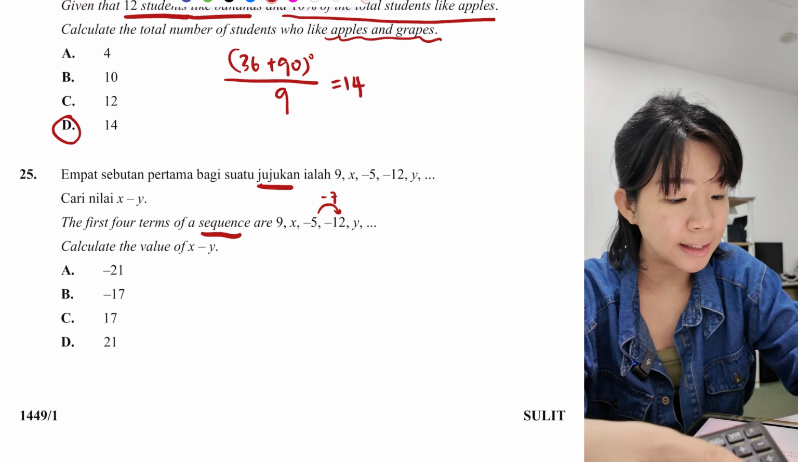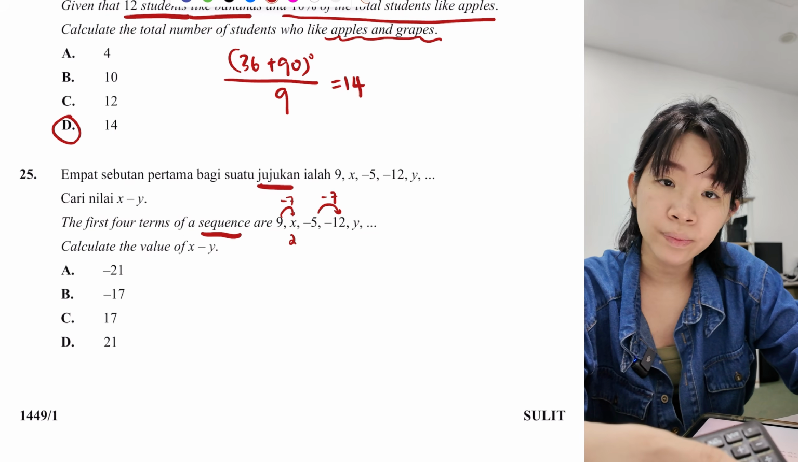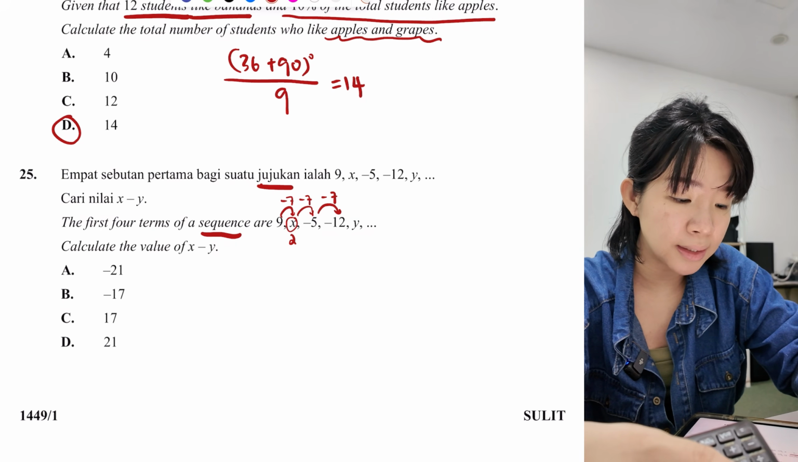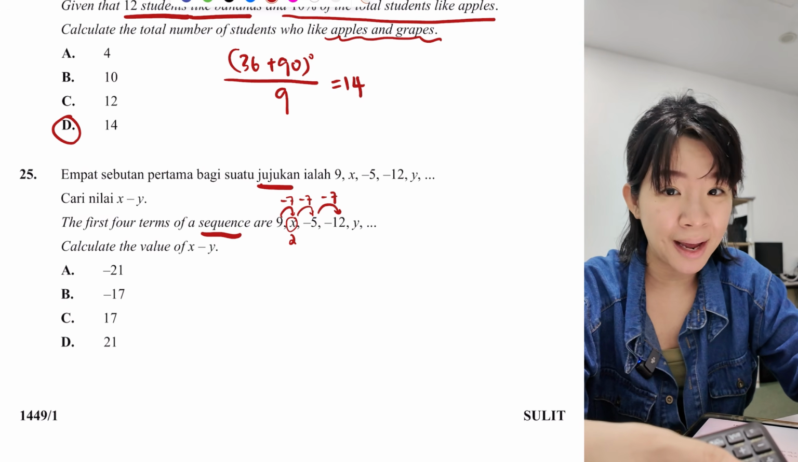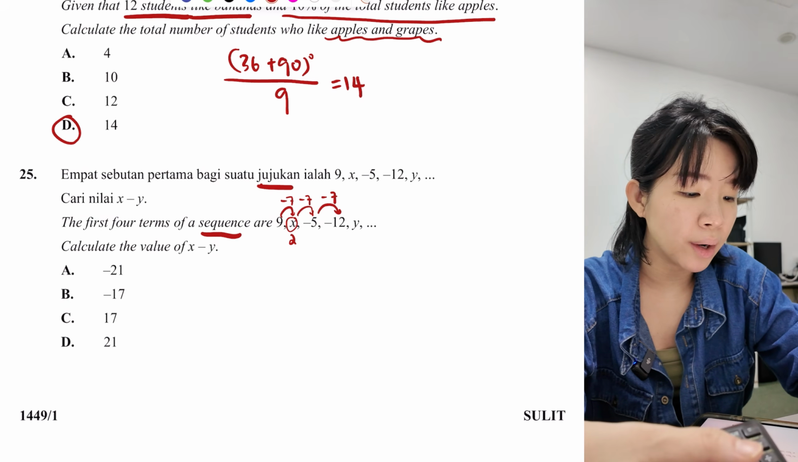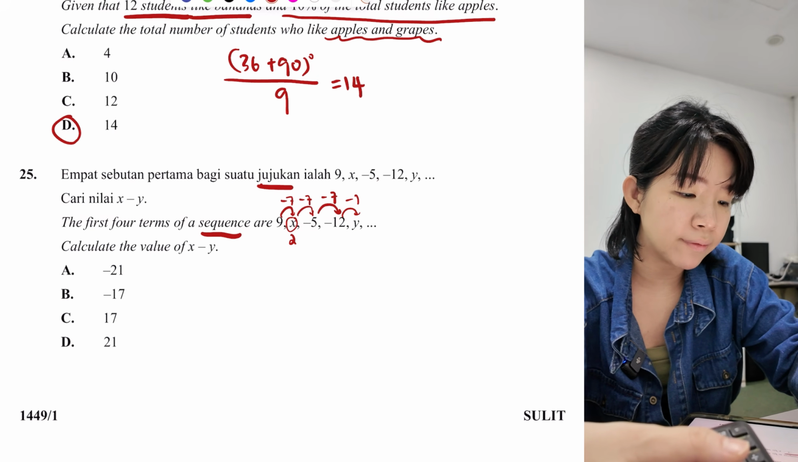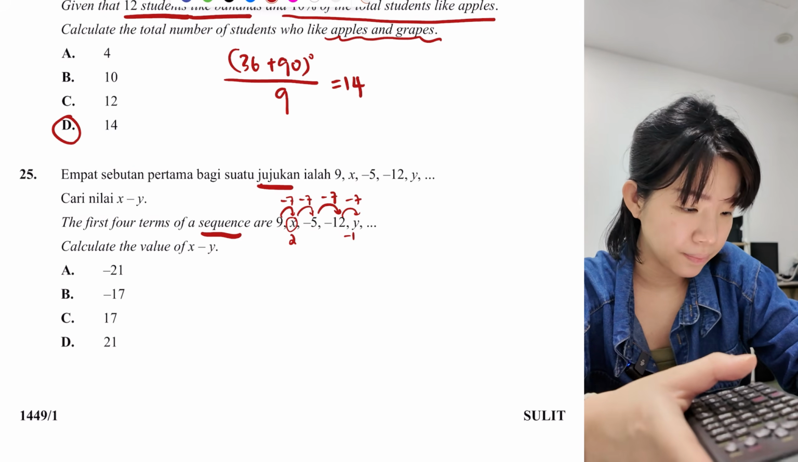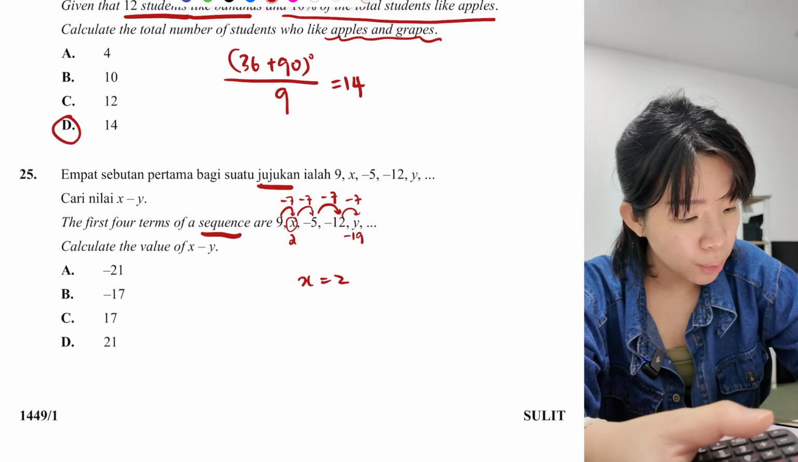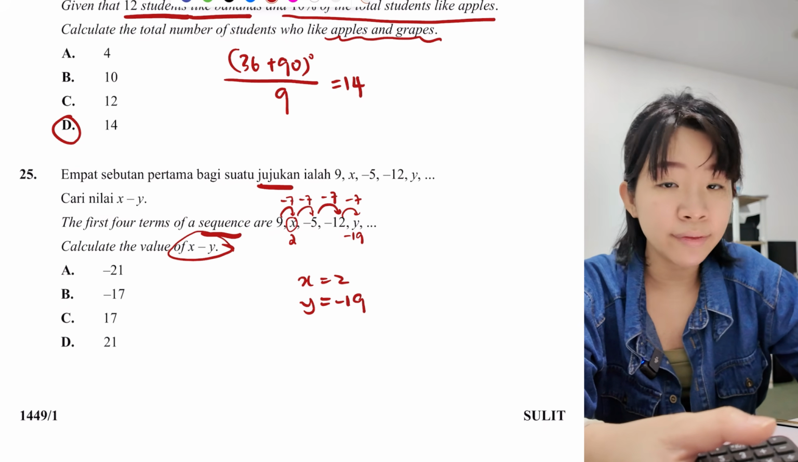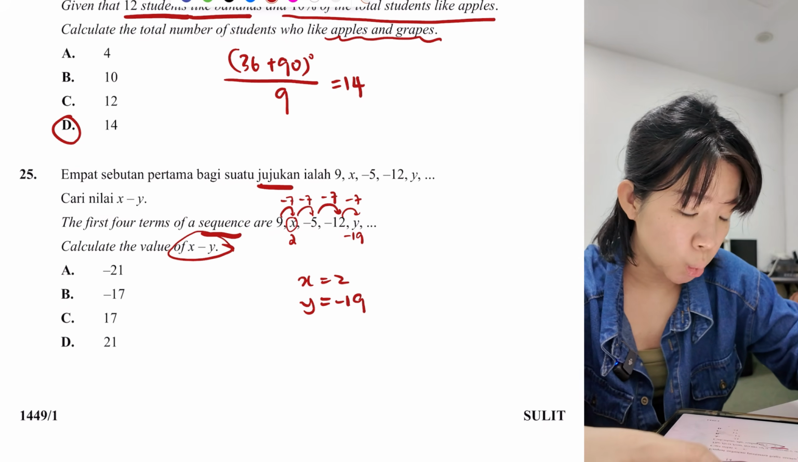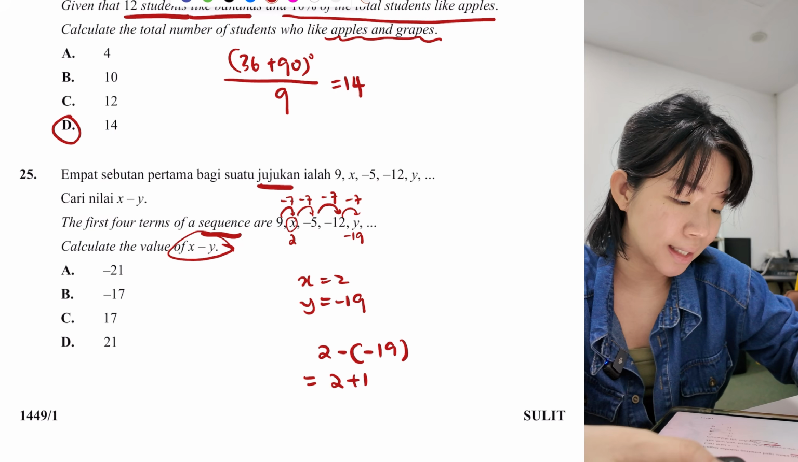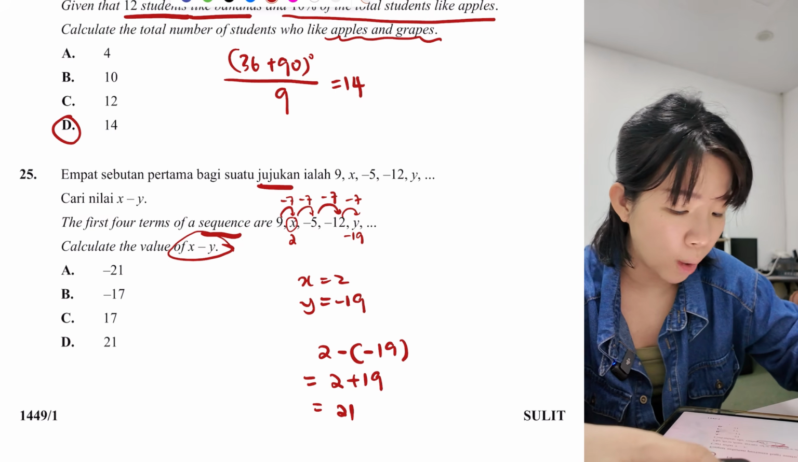From 9, if we -7, we get 2. So x is 2. Is it true? We -7 again and check: 2 minus 7 gives -5. So the pattern is really -7. Then you can find y: -12 minus 7 gives -19. So x is 2, y is -19. At the end, find the value of x minus y. So 2 minus -19, so 2 plus 19. The answer is 21.